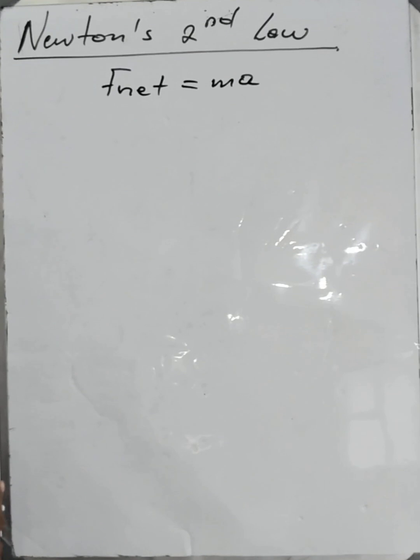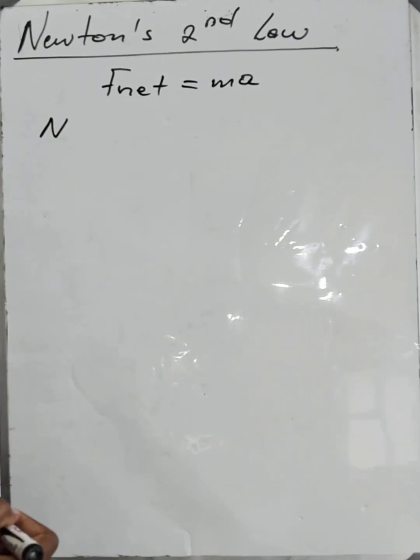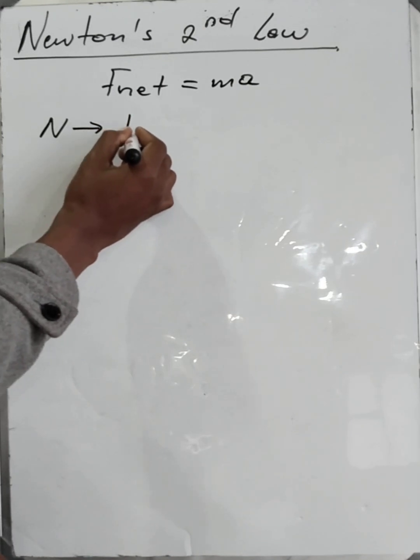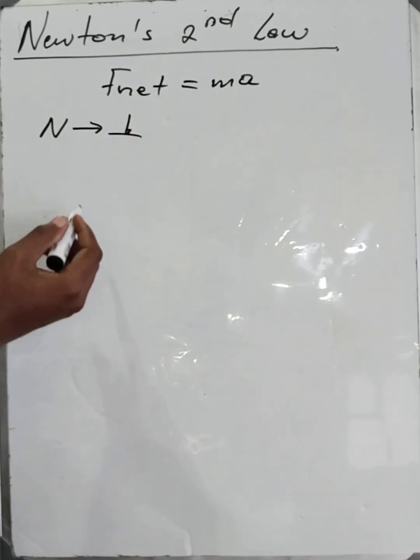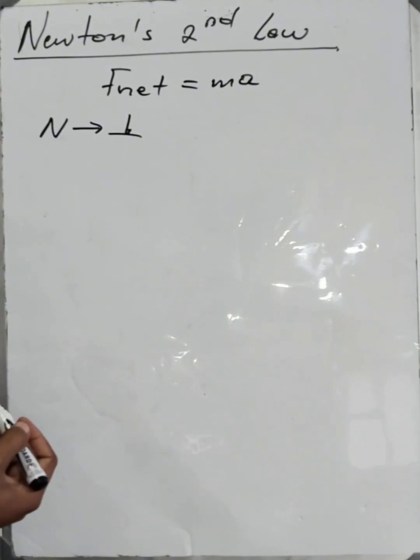Then let's talk about the normal force. The normal force is a force exerted by a surface on an object in contact with it, and it must always be perpendicular to the surface. So this is the normal force, okay?